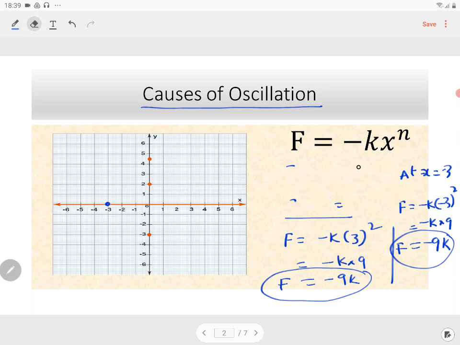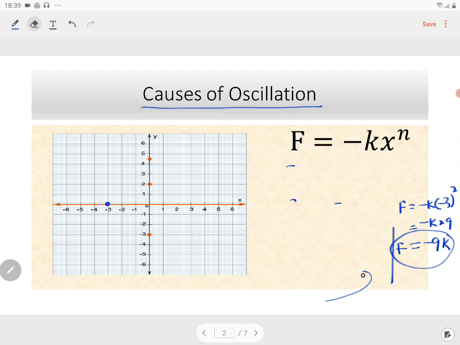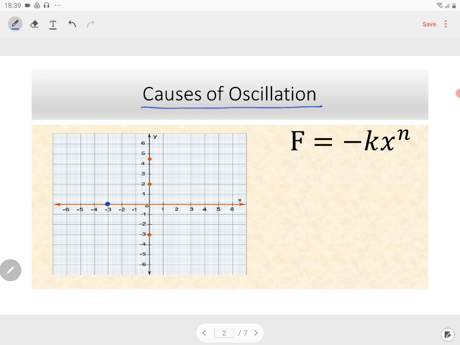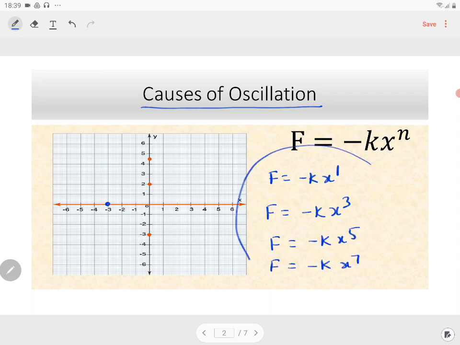So what did we understand now? What are the causes of oscillation? Which kind of force will make the particle oscillate? If the power of x is odd, that is F equal to minus k x to the power of 1, F equal to minus k x cubed, F equal to minus k x to the power of 5, F equal to minus k x to the power of 7, whichever of these forces acts on the particle, it will perform oscillations.